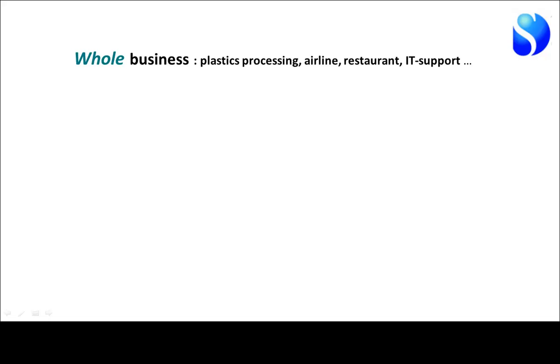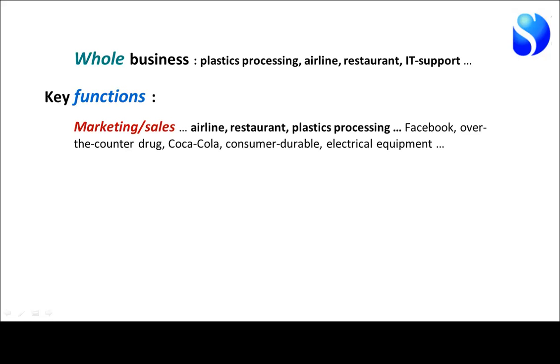So I also mentioned that there's this distinction between whole business cases, and that plastics processing company is a whole business. The airline example, the restaurant example, the IT support company, those are all whole business examples. But we cover key functions as well. So under the kind of broad marketing and sales heading, the airline brings out marketing and sales issues, the restaurant does, the plastics processing company does. But there are other examples too.